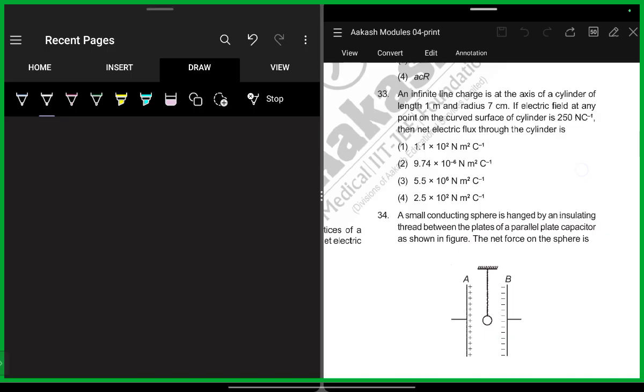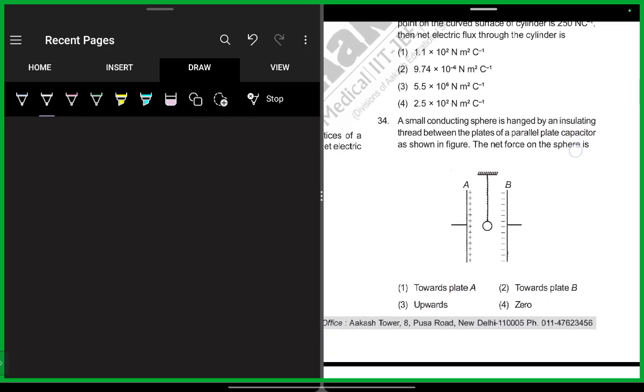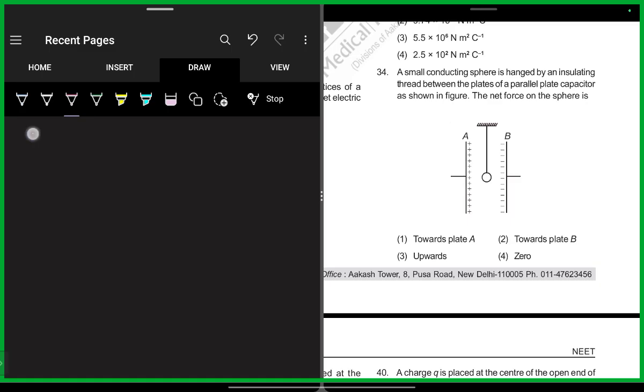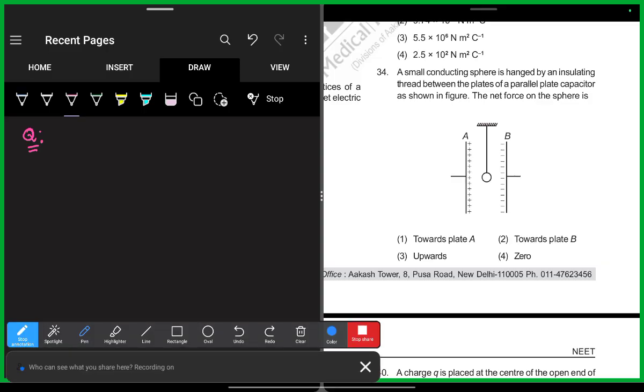Now, this 34th question looks good, right? And a bit dangerous. But always remember, the more dangerous the question looks, the easier is the solution. Okay? That's the formula for electrostatics and magnetism, or particularly in physics. So, a small conducting sphere is hanged by an insulating thread between the plates of a parallel plate capacitor. The net force on the sphere is. So, what will be the net force on this sphere?